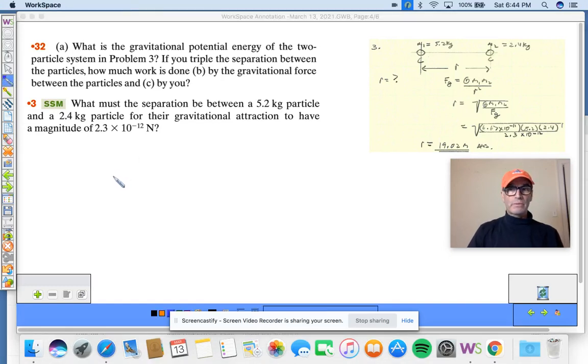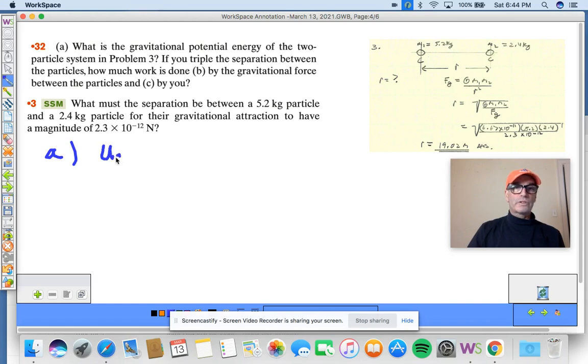Okay, problem 32 refers to problem 3. And so, what is the gravitational potential energy of the two particle system? Okay, so that's simply going to be U sub G is equal to minus big G M1 M2 over R, where R separates them. Okay, that's part A.